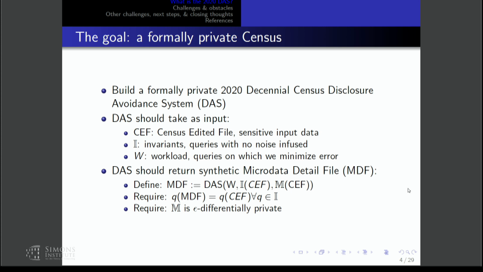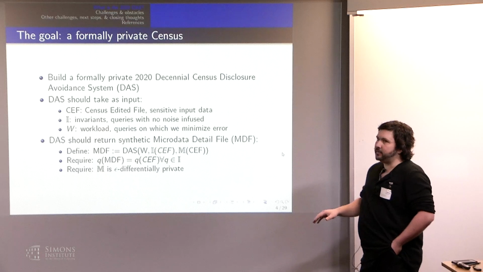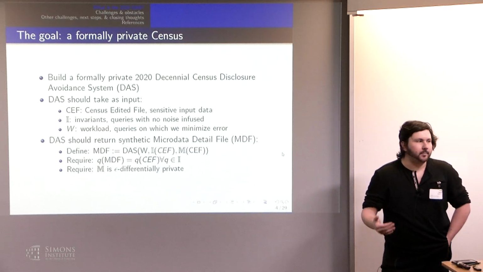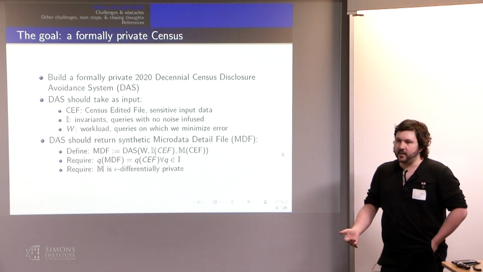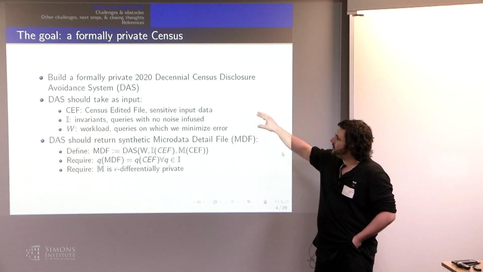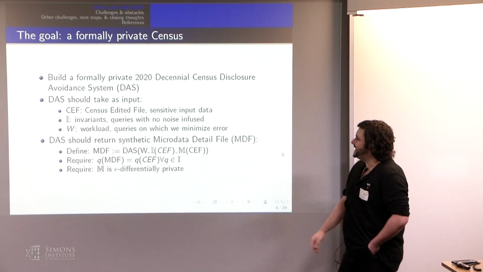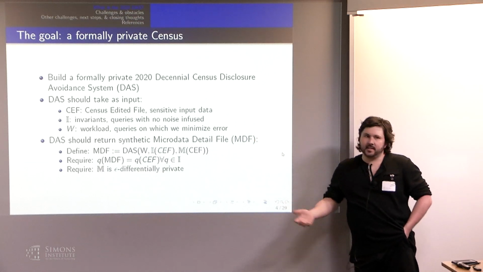Before we do that, and we'll actually get into it while I'm working down this list, there are a number of structural decisions we've either made or had imposed upon us or were requested of us as we were designing the DAS. This first little list is the list of inputs that we're expecting the DAS to take in. The first of these is the CEF, the census edited file. You can just think of this as the sensitive input data.